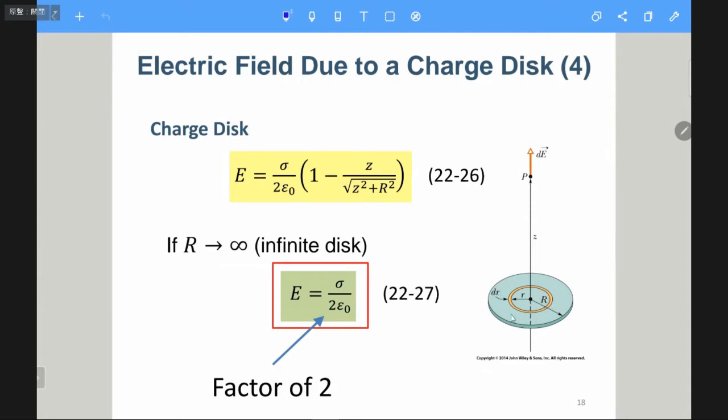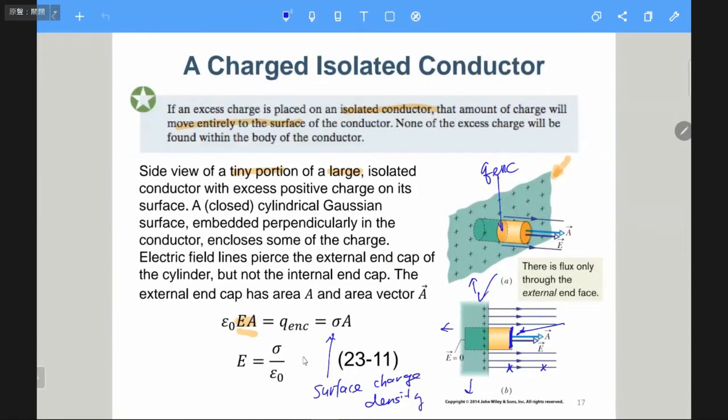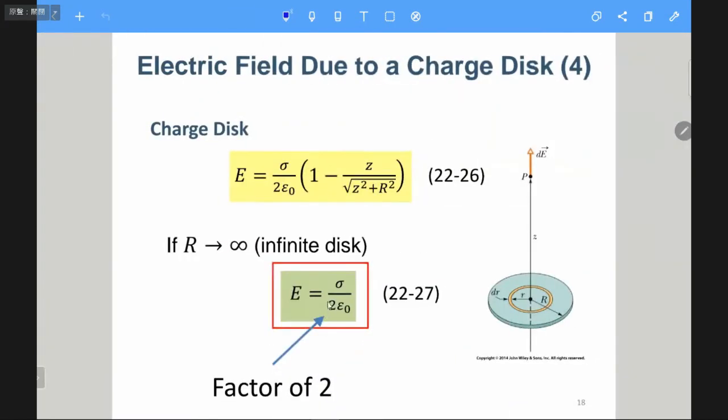We just try to separate this charge disk into many charge rings with different radii, and then we integrate from 0 to capital R to form a whole disk. At that part, if we assume that R is infinity, which means that this disk is infinitely large, then it will be a constant. So we have sigma over 2 epsilon naught. Here we have sigma over epsilon naught. So we have a factor of 2 here.